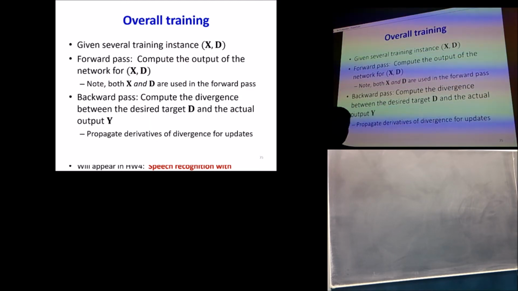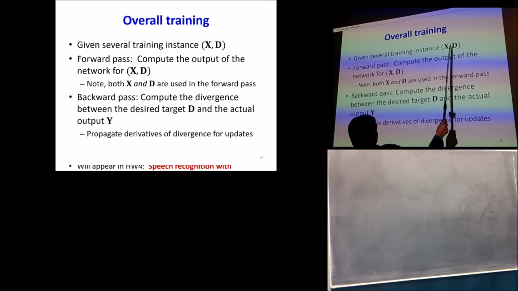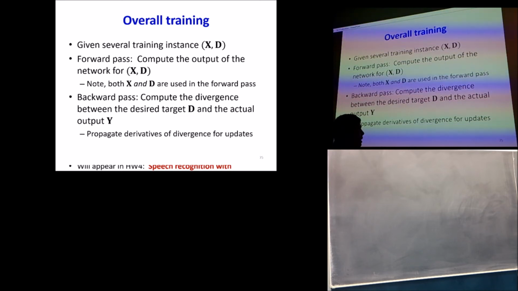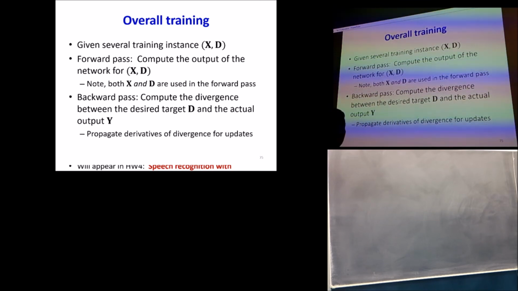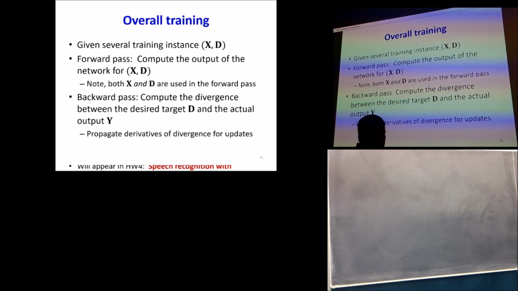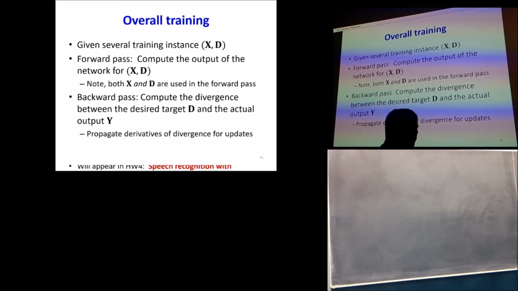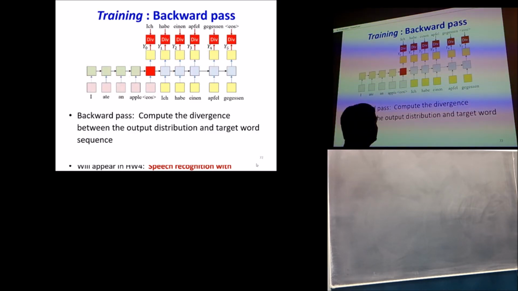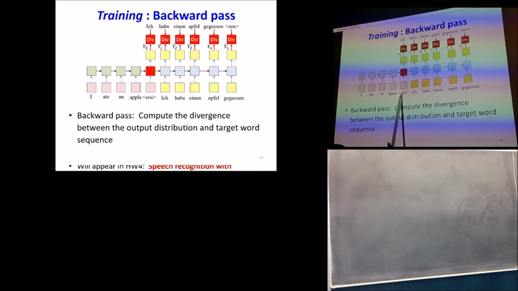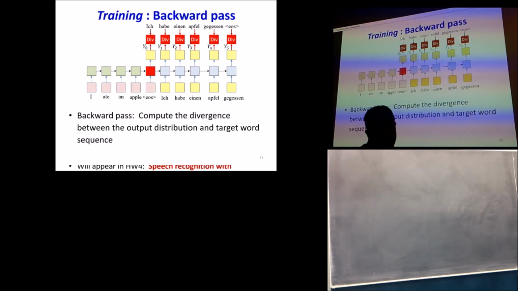So here's the overall training. Given several training instances comprising input sequences and desired output sequences, in the forward pass, you compute the output of the network for X and D. Observe that both the input X and the desired target sequence are being used to produce the output in the forward pass. That is because, as we saw in the previous slide, during training we gave it the input, and then we also gave it the desired output so that it could predict the next word at each time.